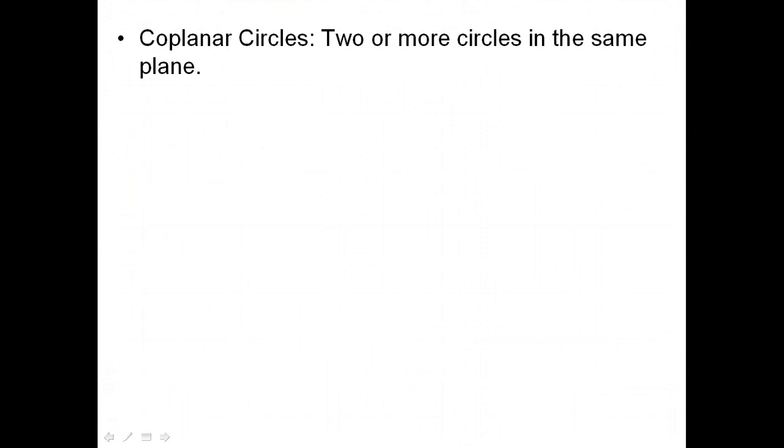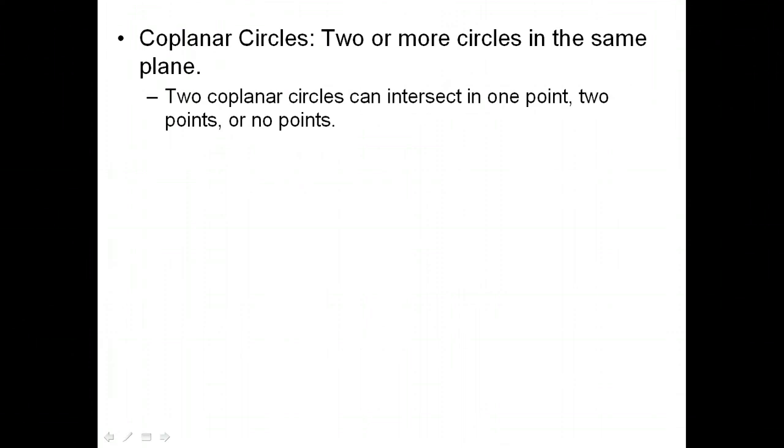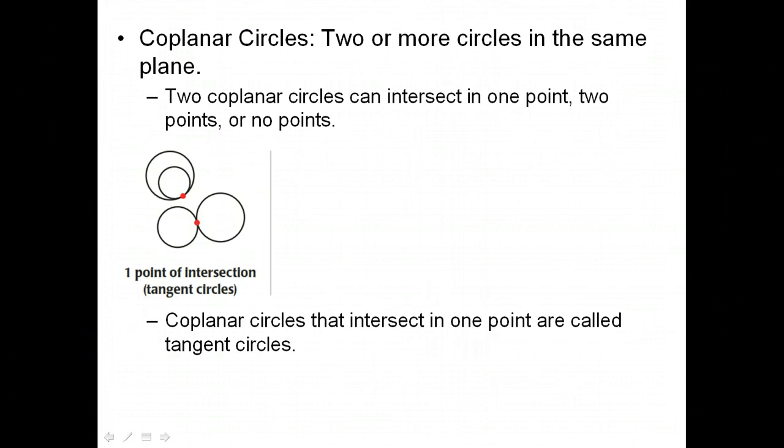Coplanar circles. 2 or more circles in the same plane are said to be coplanar. 2 coplanar circles can intersect in either 1 point, 2 points, or no points at all. Let's look at that. 1 point of intersection we call tangent circles because they meet in exactly 1 point. Coplanar circles that intersect in 1 point are tangent. Remember, one could be inside the other, or the two could be completely separate except for that 1 point.